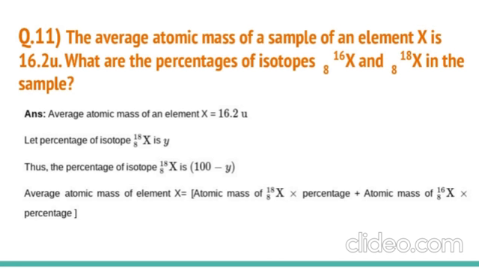Now here we have the average atomic mass, which is 16.2 units. It's already given to us. Now let's take the second isotope, 18X8. Let's take its percentage as Y. So what will be the percentage of the other? It will be 100 minus Y, right? Now, similarly, the average atomic mass of element X will be the atomic mass of 18X8 multiplied by its percentage plus the atomic mass of the other isotope, 16X8, multiplied by its percentage, right?